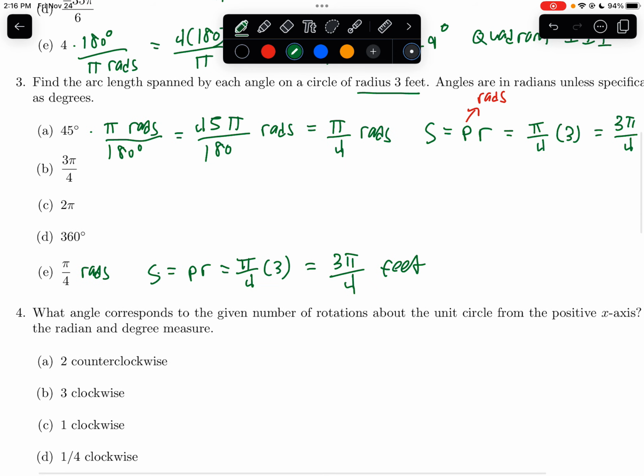And probably do one more here. Part C, this is already in radians again, so you don't need to convert this. So theta times r, angle is 2 pi, radius is 3. So this is 6 pi.